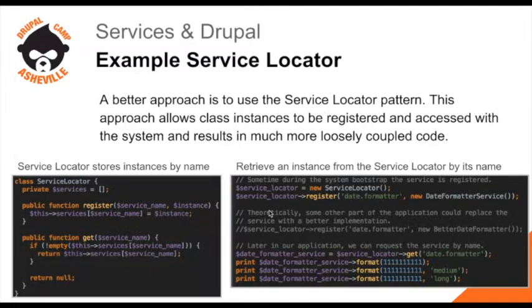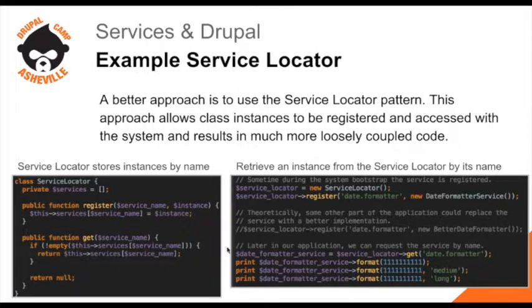Now, somewhere else in the application, or during the bootstrap or just somewhat arbitrarily, another part of the system could override this formatter with a better or different one by just registering a new one with the same name. I have the code commented out here in this example, but I just wanted to show how with this pattern you can swap out services in place of others.